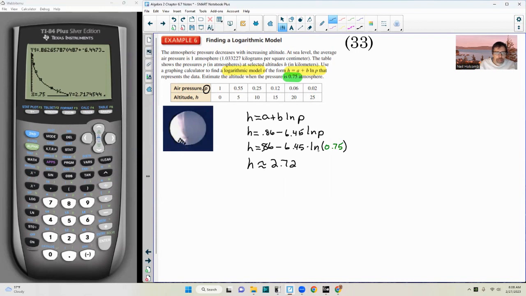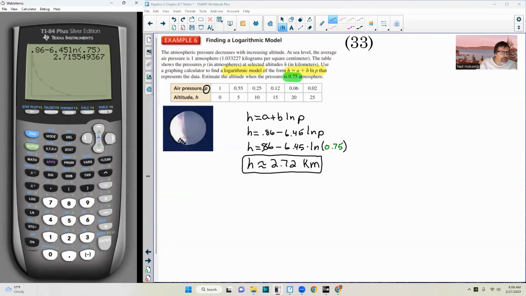Okay, so then I could say H is approximately 2.72. Okay, 2.72. So that means when the air pressure is 0.75 atmosphere, the altitude is 2.7 kilometers. So h is height or altitude. So this is kilometers. So the answer is 2.72 kilometers above sea level. Okay. The other way I could have done it is just gone to my home screen and done 0.86 minus 6.45 natural log 0.75 and hit enter, and I get the same number.